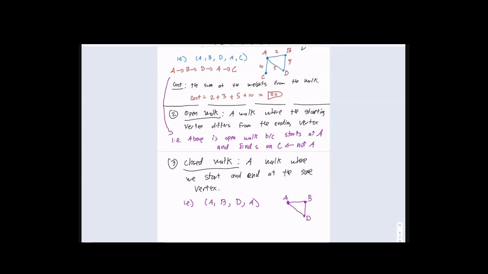Now, don't worry too much about these vocabulary words: path, a walk, an open walk, closed walk. Like I said, I'm not going to be asking you these ones on your homework. Everything's a walk. It doesn't matter if we cover the same vertex or even the same edge. It does not matter.